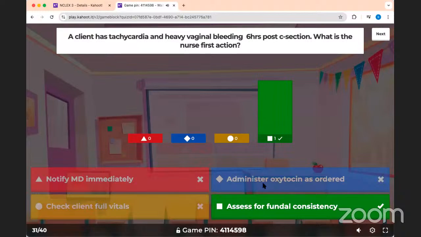Yes, you should check the mommy's fundus consistency. Is it boggy? Where is it? It's supposed to descend or something like that. If it's not happening, yeah, you got to massage it. Of course, before you do that, you got to assess mommy before you give Pitocin. You can't give the Pitocin if you don't know what the uterus looks like, right? If you call the doctor, they will say, okay, how does the uterus look? And then checking the full vitals, mommy is still bleeding.